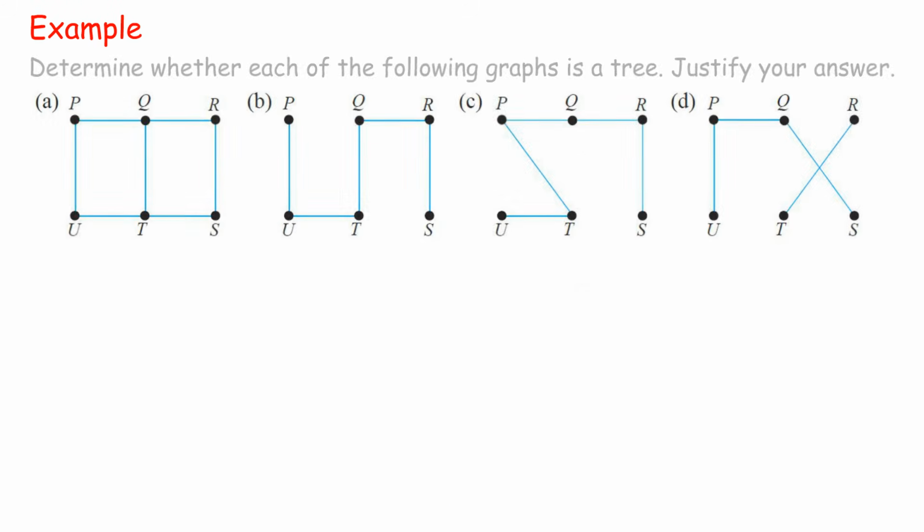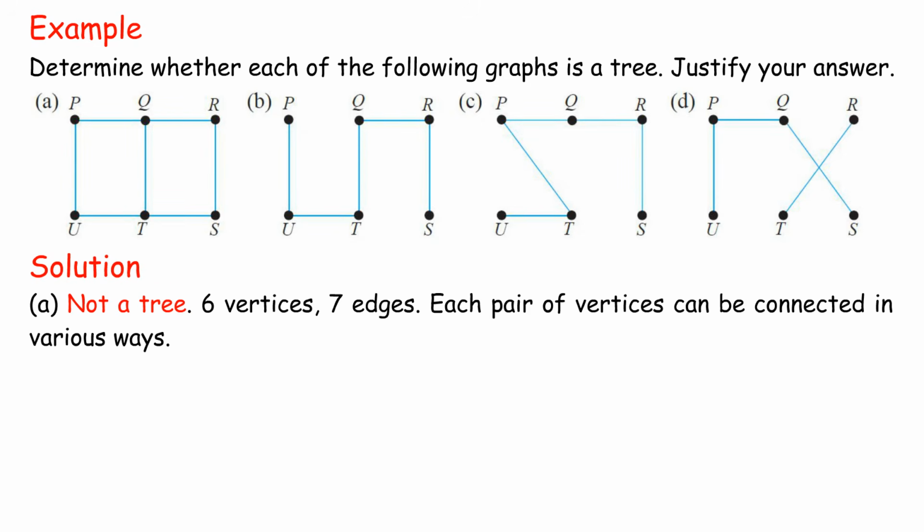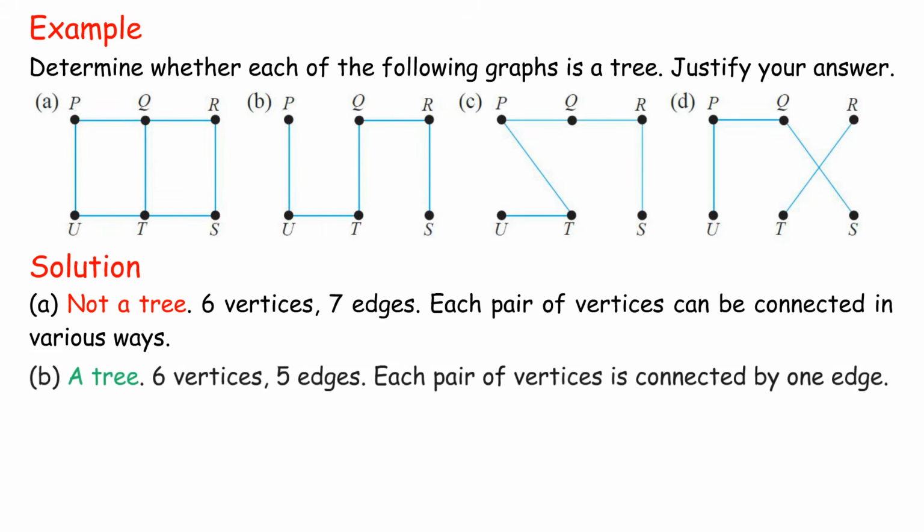Example: determine whether each of the following graphs is a tree. Justify your answer. Solution: A. Not a tree. 6 vertices, 7 edges. Each pair of vertices can be connected in various ways. B. A tree. 6 vertices, 5 edges. Each pair of vertices is connected by one edge.